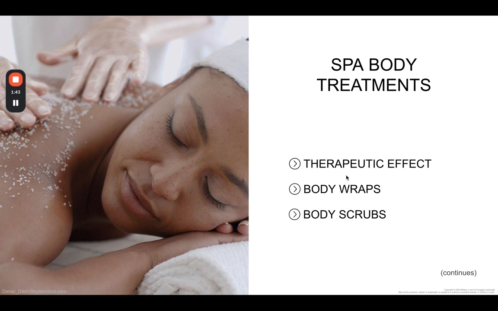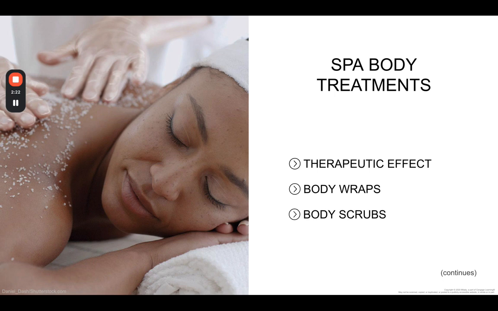So, when to use spa body treatments? They may be things such as body wraps or body scrubs. We will start with body wraps, and then we will do body scrubs. Body wraps are treatments where product is applied to the body and then covered or wrapped. That is the definition of a body wrap.